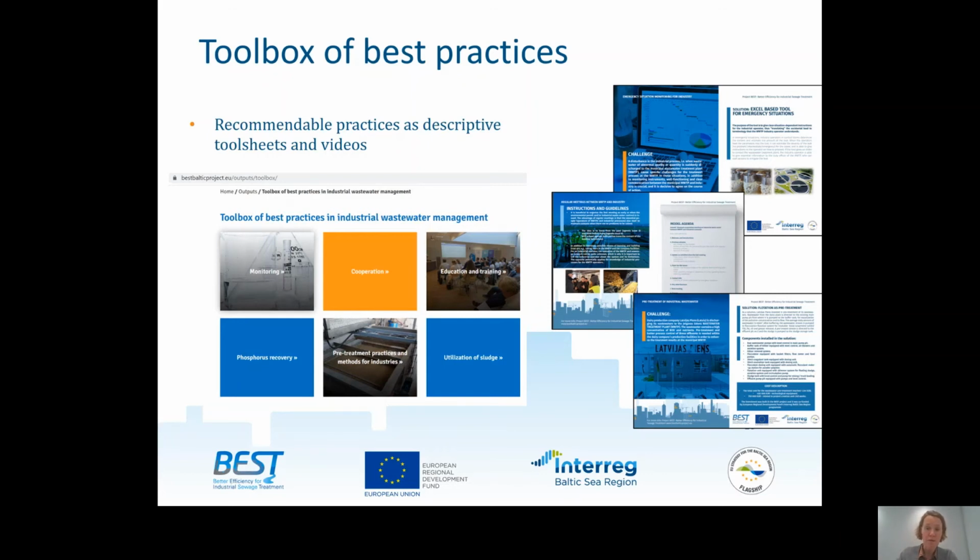monitoring practices, and also in cases of accidental leaks. One compartment considers cooperation and communication practices, for instance, with suggestions for meeting agendas and cooperation platforms. And then the third compartment considers education and training. And for instance, the training concept is included here. Then the 3 last compartments consider phosphorus recovery, pre-treatment practices, and utilization of sludge. And in these boxes, you, among other practices, can find the investments made within the project.